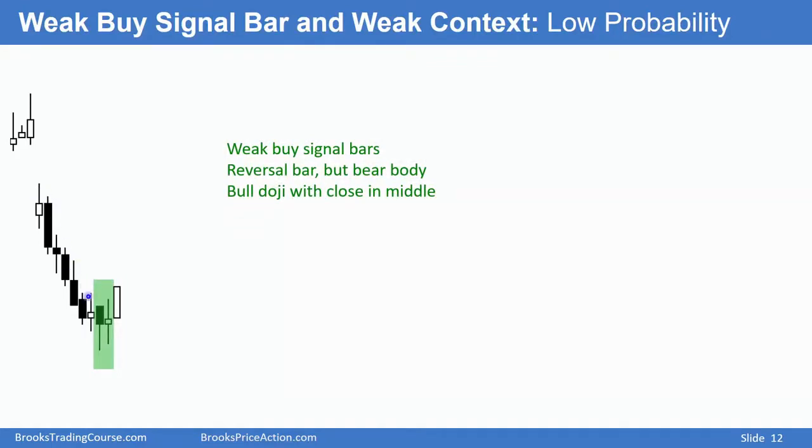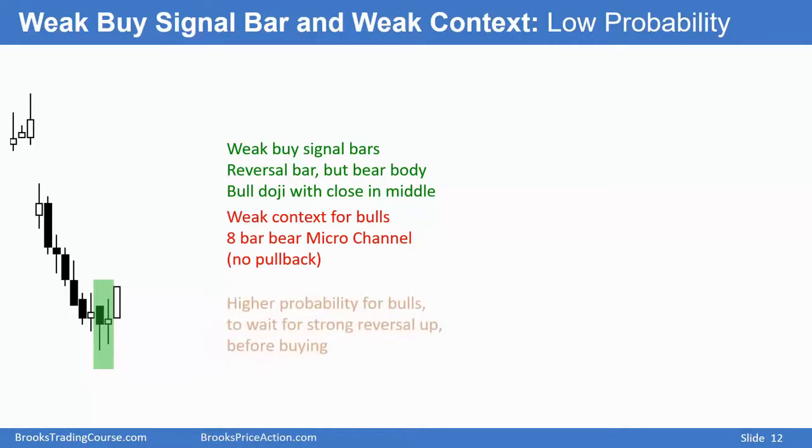So we have an 8-bar bear microchannel. This bull bar did not get above the high of that bar, so it's still part of the bear microchannel. The odds are very high that the first reversal up will fail. You certainly don't want to buy when you know it's probably going to fail, and you also don't want to buy because it's a terrible looking buy signal bar. You can buy if you start to get a strong reversal up, but this is not enough. You need more.